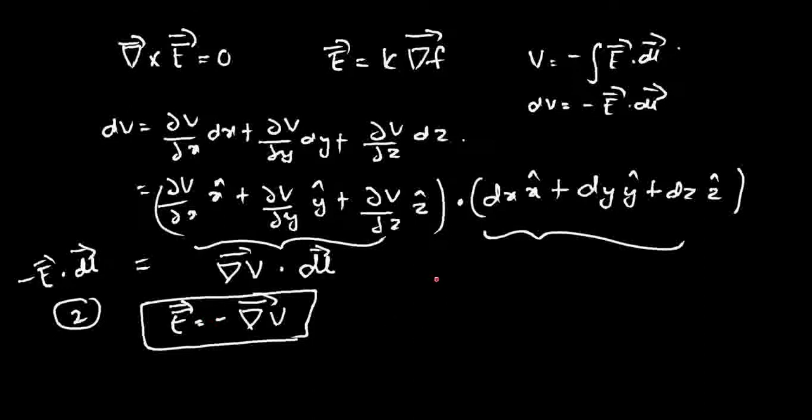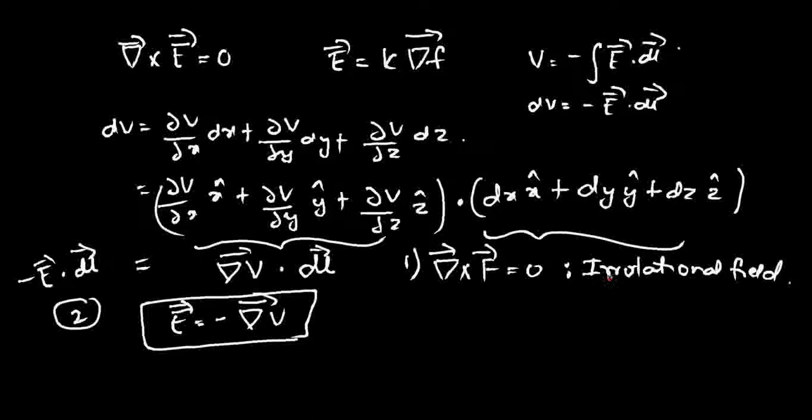Now take a note. If del cross F is equal to 0, where F is in general some vector field, what is this type of field known as? If del cross F is equal to 0, then F bar is known as irrotational field. Irrotational field.